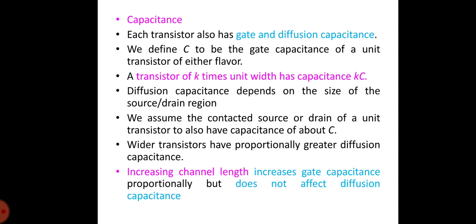Each transistor also has gate and diffusion capacitance. We define C to be the gate capacitance of a unit transistor of either flavor. A transistor of K times unit width has capacitance KC. The diffusion capacitance depends on the size of the source/drain region. We assume that the contacted source and drain of a unit transistor also have capacitance of about C. Wider transistors have proportionally greater diffusion capacitance. Increasing the channel length increases the gate capacitance proportionally but doesn't affect the diffusion capacitance.